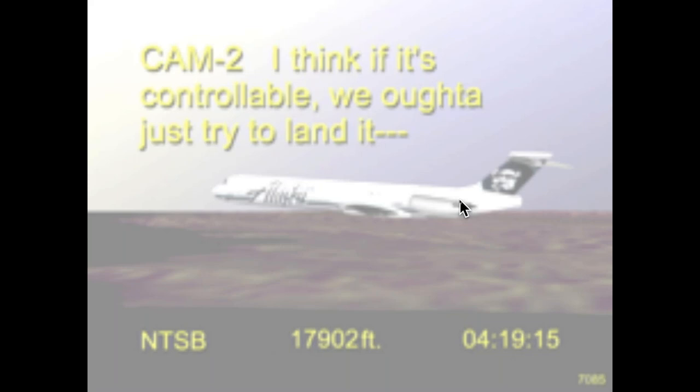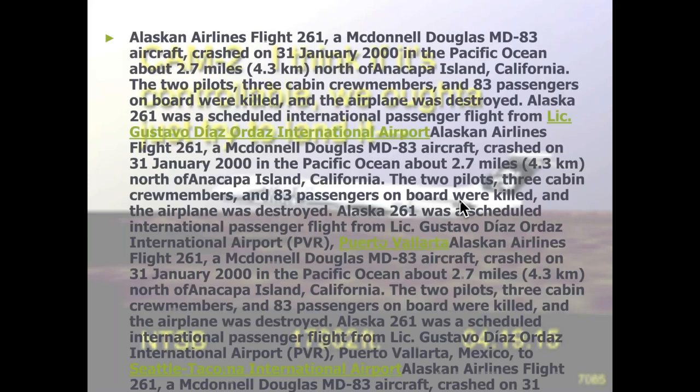So, this was an Alaska flight, of course, but it was an MD-80. It was flying from somewhere in Mexico, Puerto Vallarta, up to Seattle-Tacoma. They were flying up from there, and what happened was basically there was a maintenance issue, and they sat there and argued over it, tried to figure it out, doing troubleshooting while in flight. It ended up causing more issues, and they ended up crashing.